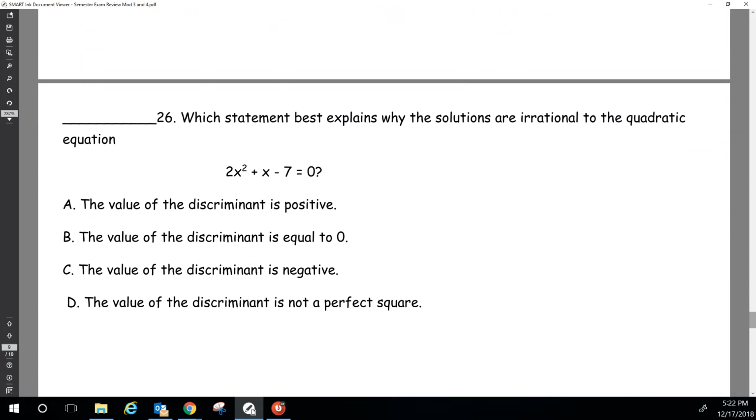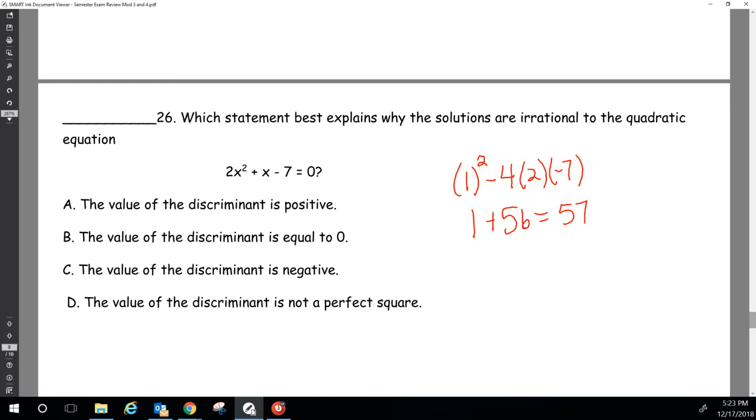All right, number 26. Which statement best explains why the solutions are irrational to the quadratic equation? Well, if we look at the discriminant of this guy, it's 1 squared minus 4 times 2 times negative 7. So this is 1, and then negative times negative is positive. 4 times 2 is 8 times 7 is 56. So 57.